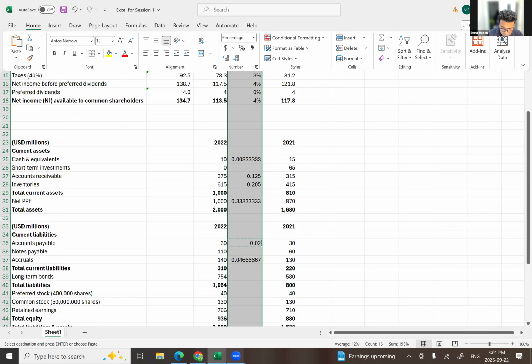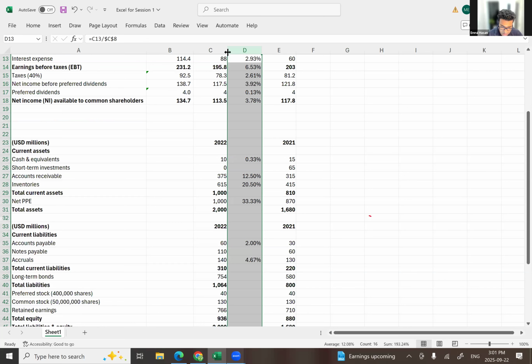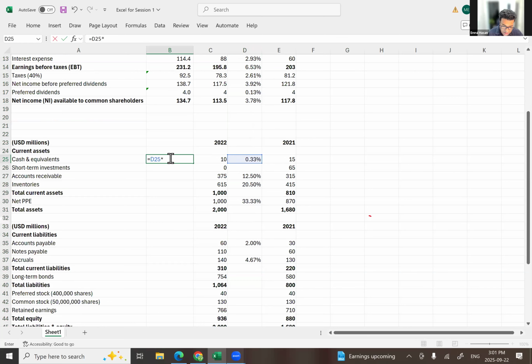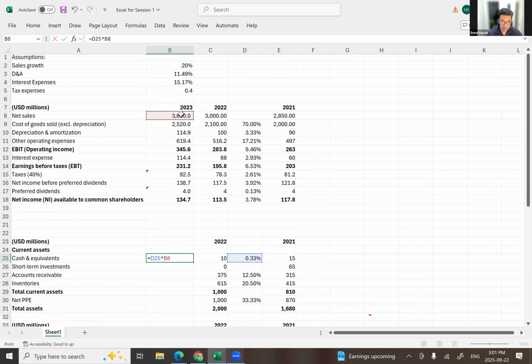Okay. So percentage, maybe 2 decimal points. Now I do cash equivalents, 0.33% of this year's sales, or you could, again, I keep saying this, increase by 20% if you want to. Short-term investment, we keep the same as last year, nothing. Accounts receivable is percentage of sales.